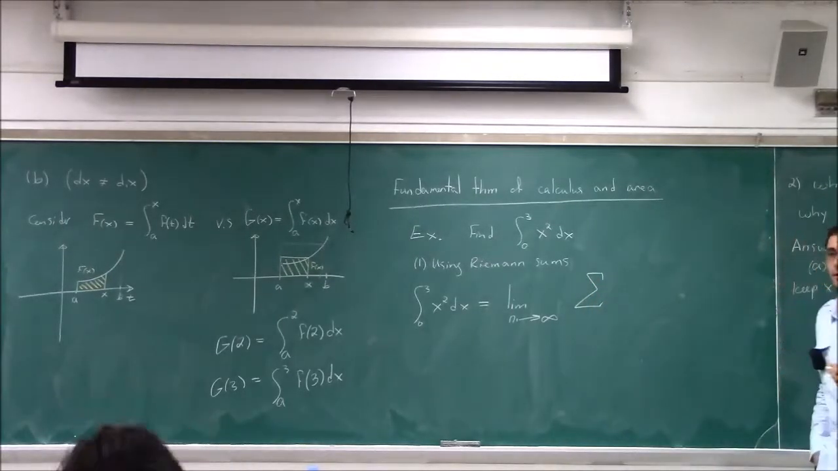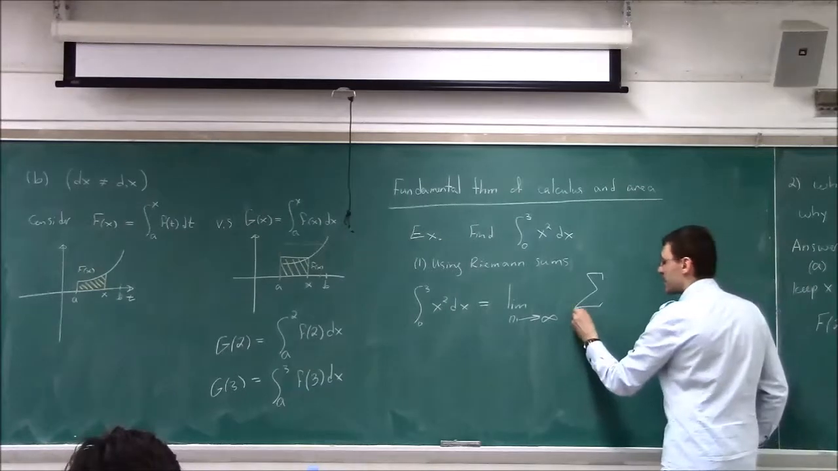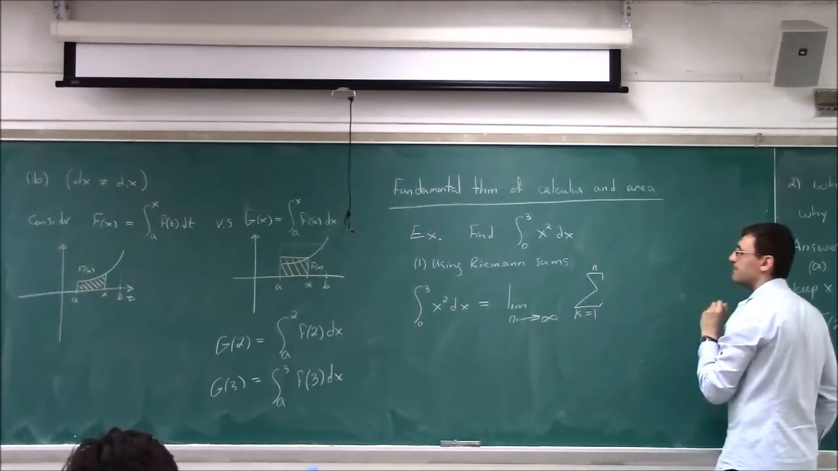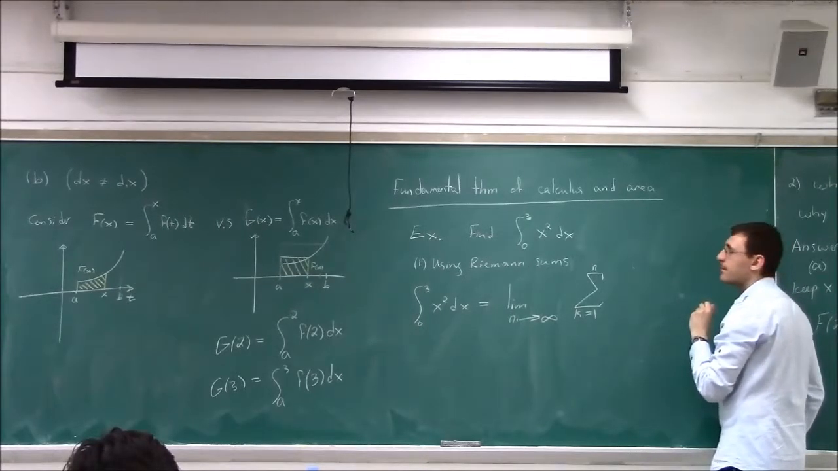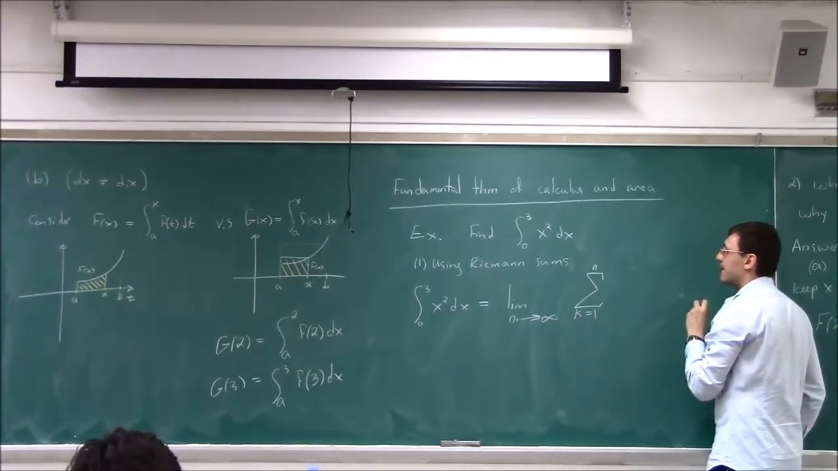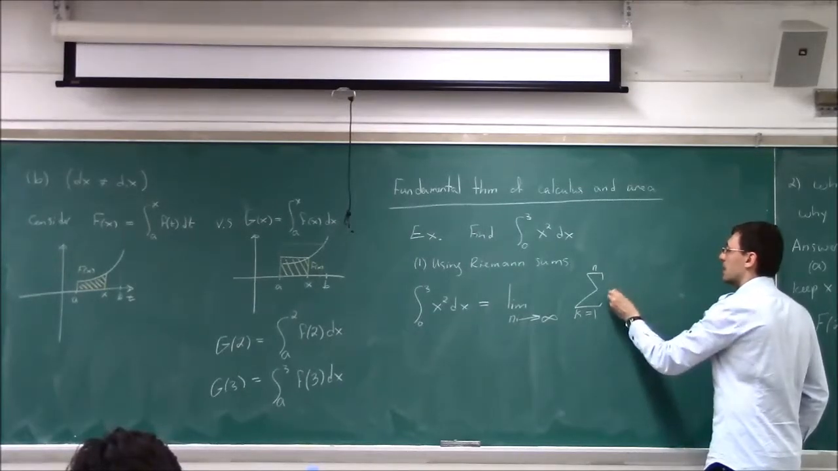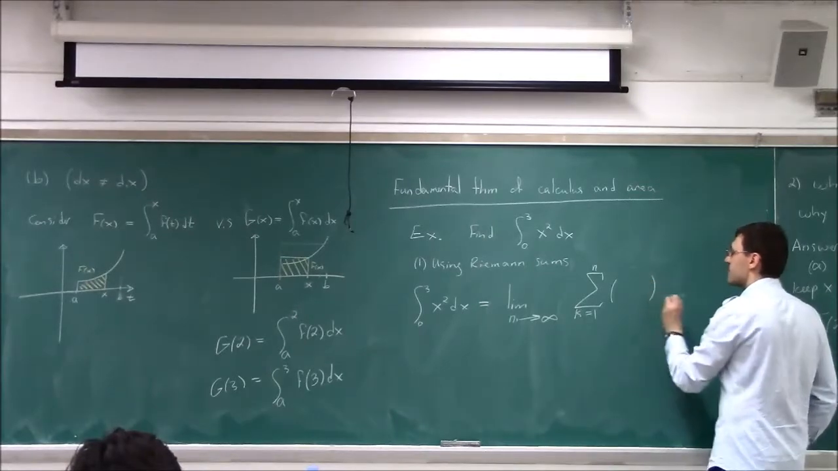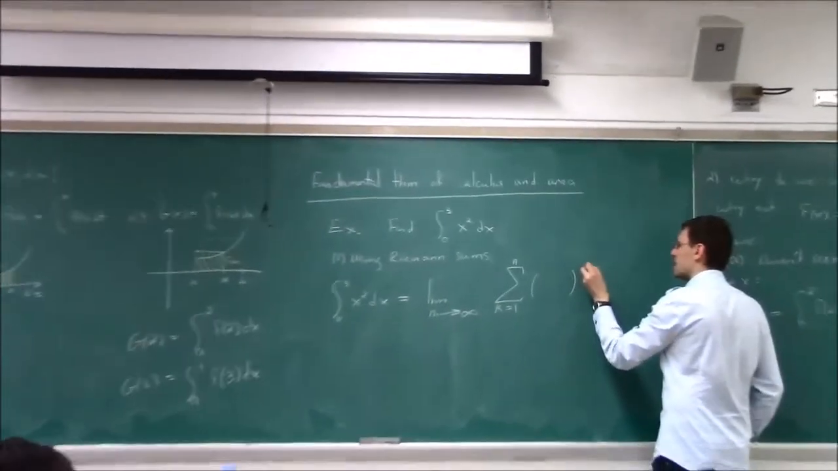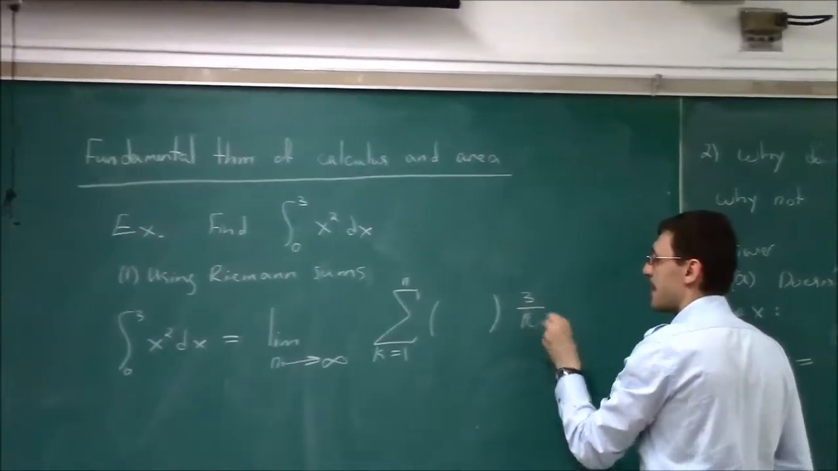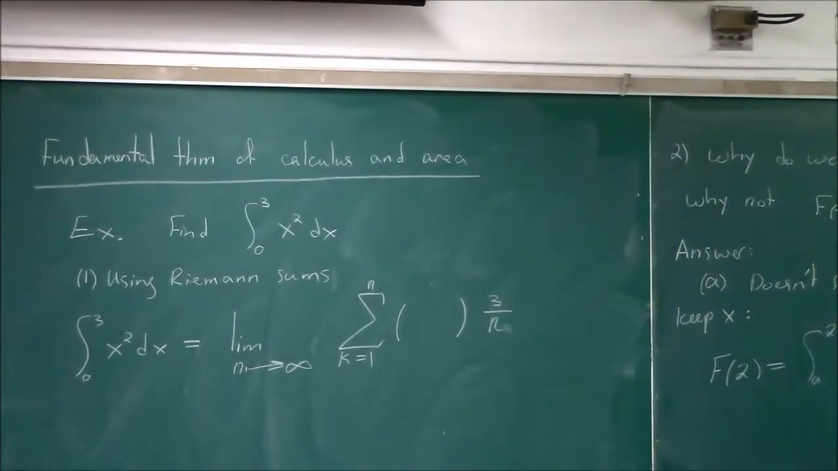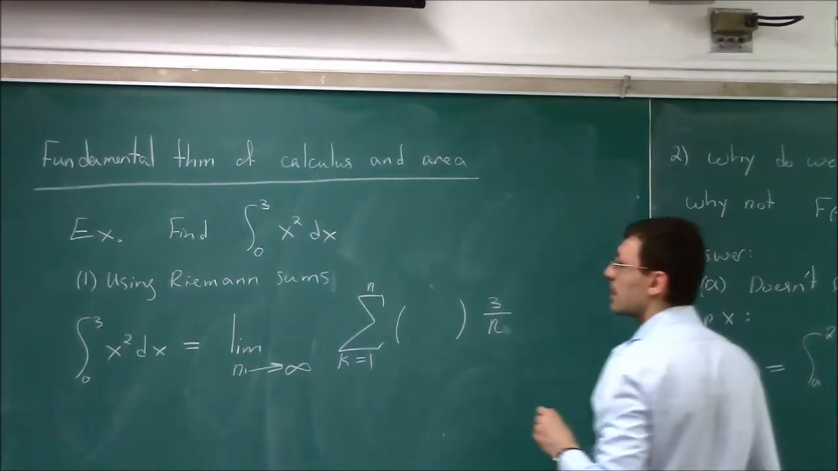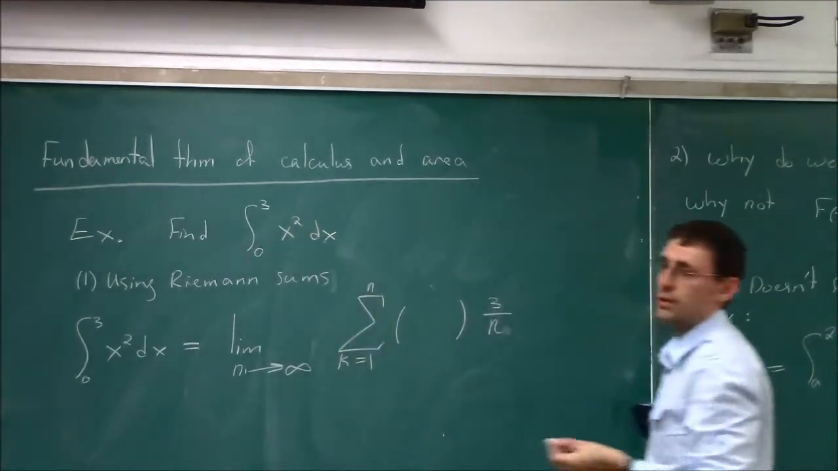Summation from where to where? K equal to 1 to n of what? Right. So what do I write here? So, change of x is 3 minus 0 over n, or 3 over n. What else do I need to put in here? Well, f of x is x squared, so what do I do with it?